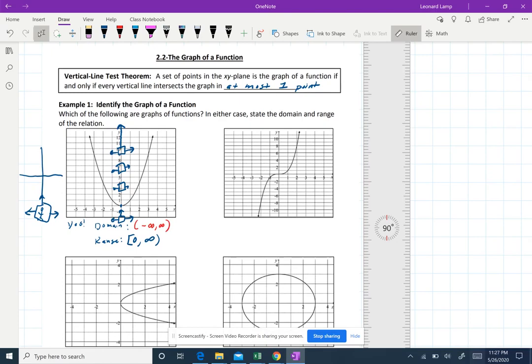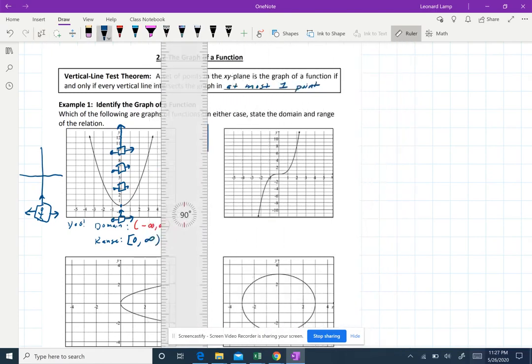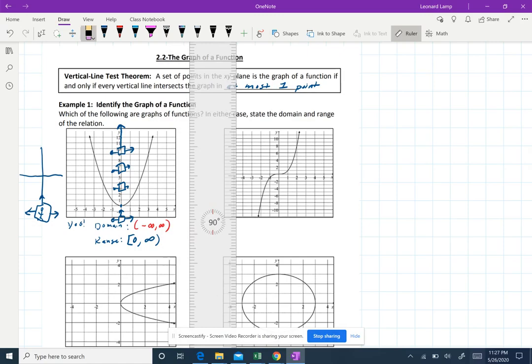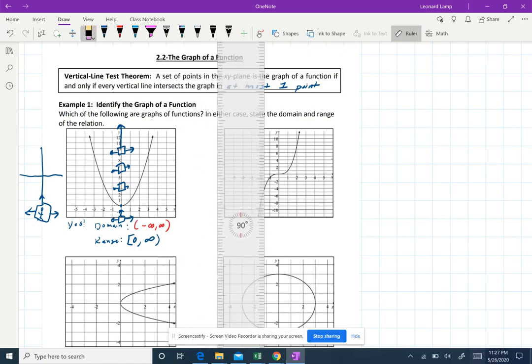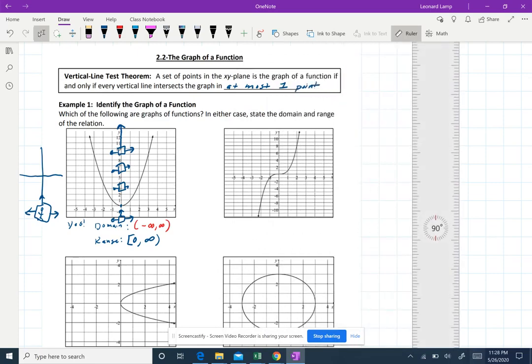So let's start off with whether or not this guy is a function. Here we go. We have our vertical line, and I'm just using this side of my ruler to see whether or not this vertical line is touching the graph more than once. So as I scan, nope, just hitting once every single time. If it only hits once every single time, we know that this is a function.